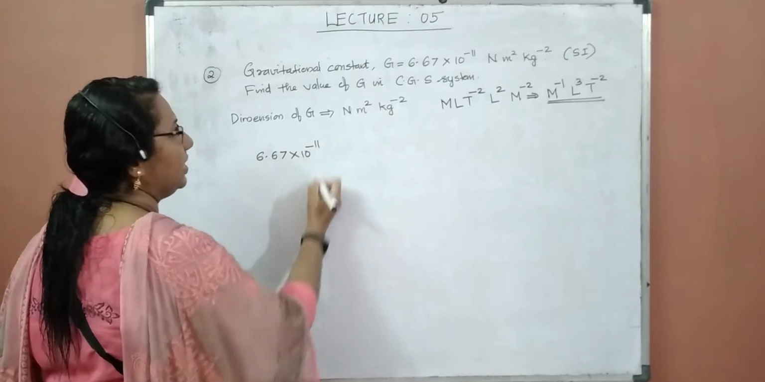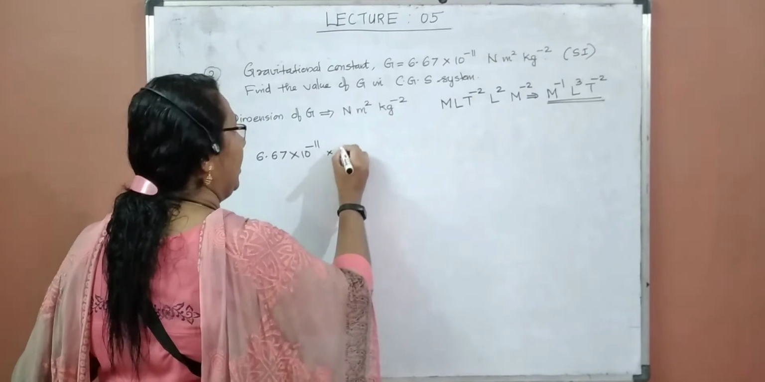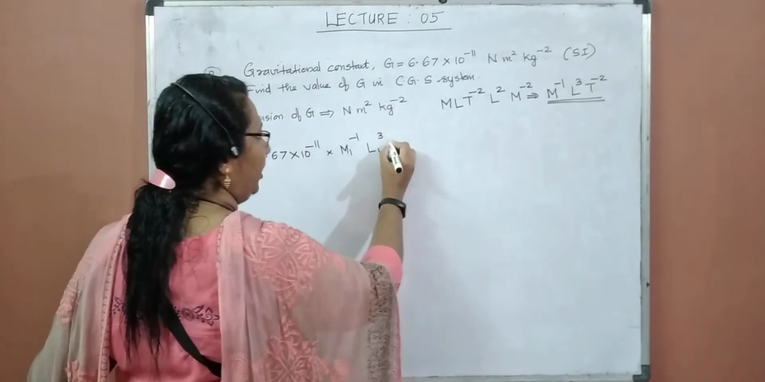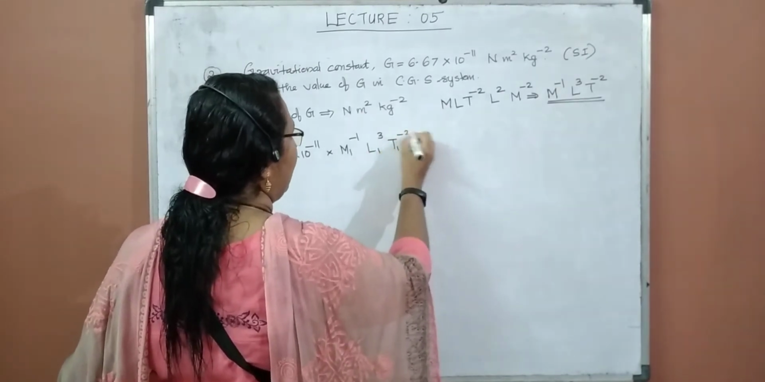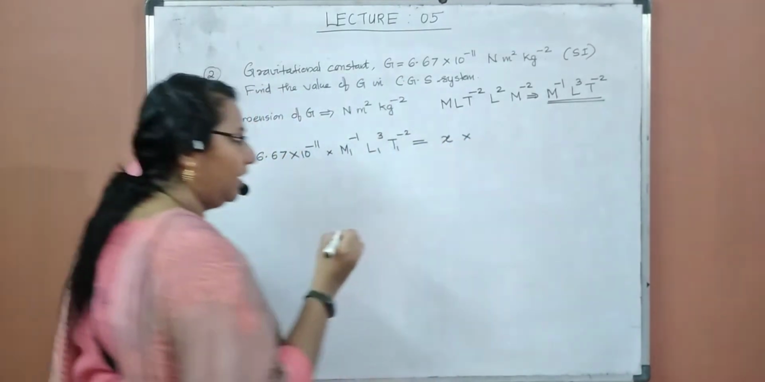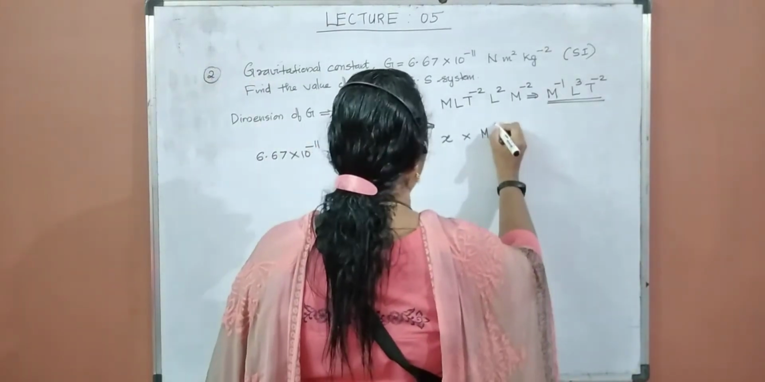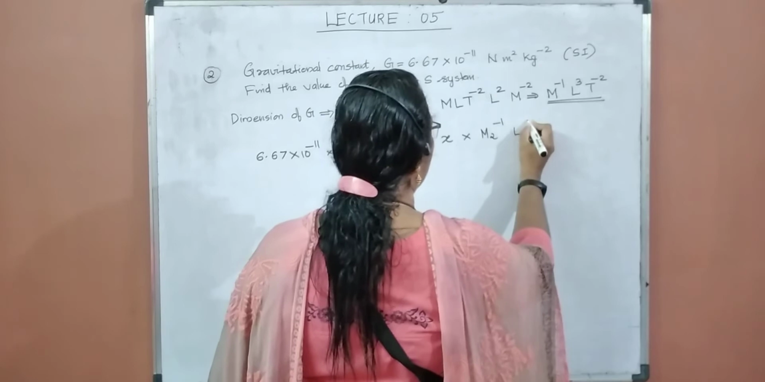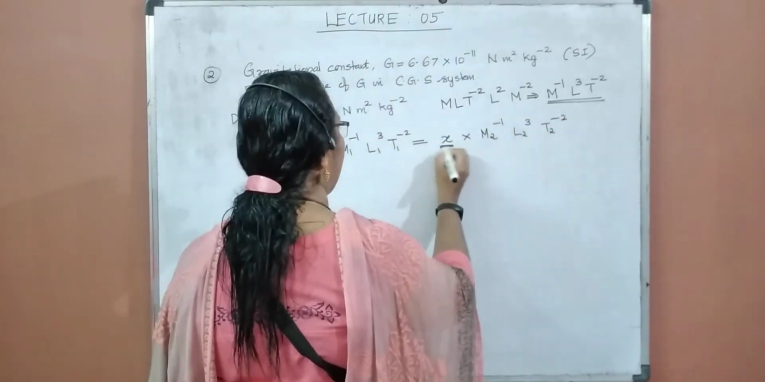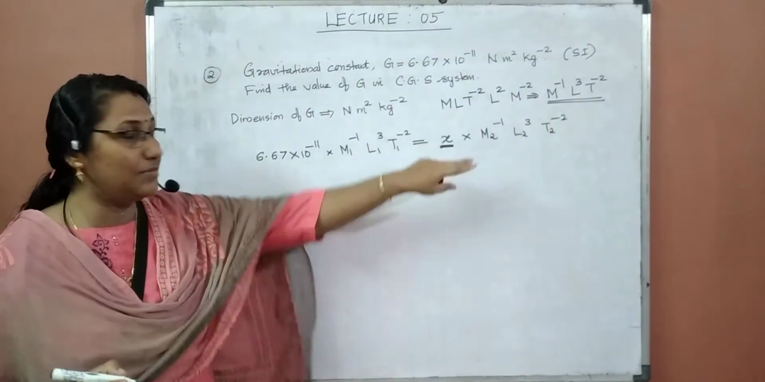6.67 into 10 raised to minus 11 into m1 raised to minus 1, L1 raised to 3, T1 raised to minus 2 is equal to x times, okay, have you remembered? x times m2 raised to minus 1, L2 raised to 3, T2 raised to minus 2. We want this x. So this much is equal to x times in CGS.